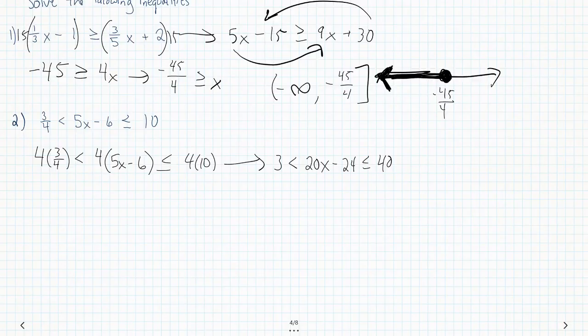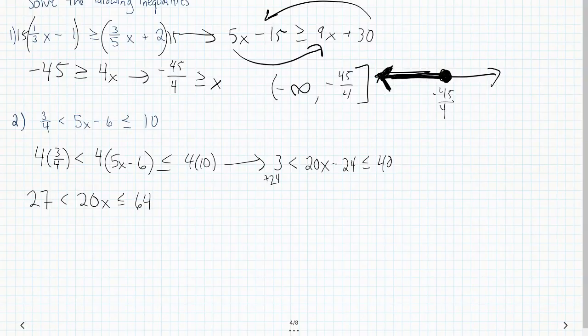Okay, so now what can we do? Well, we can add 24 to all sides. And so you have to do it to every side. So you get 24 plus 3 is 27, is less than 20x, and that's less than or equal to 24 plus 40 is 64. And just so you can see what we did, on every single side we go plus 24, plus 24, plus 24. Okay, we do that to every single side.